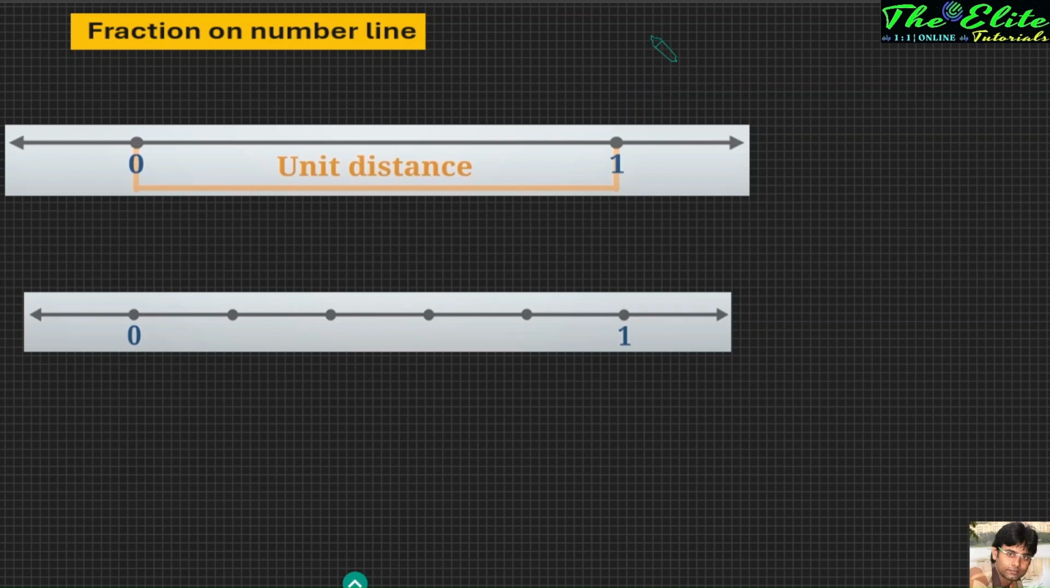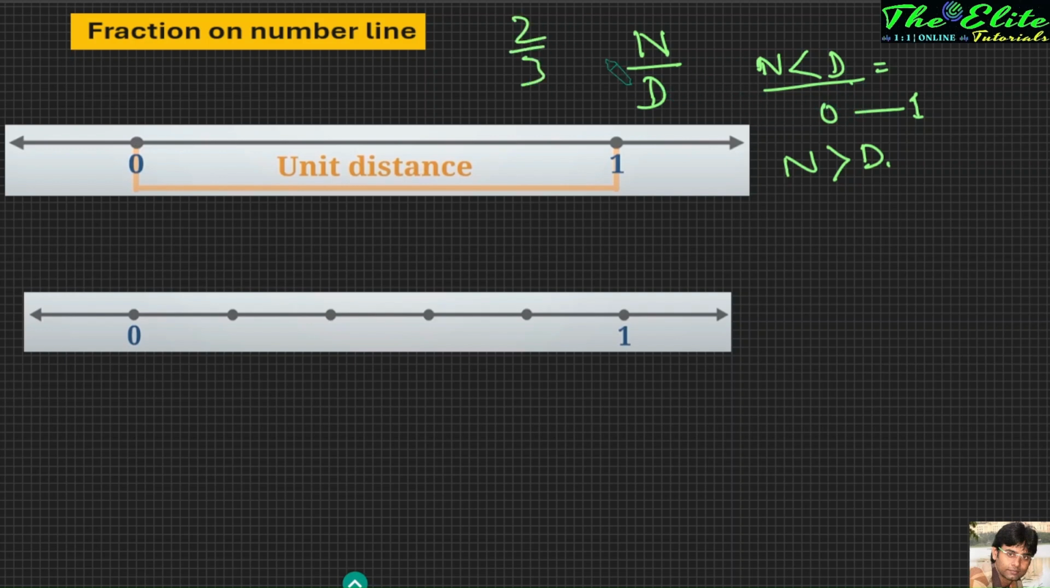We must know one more thing: a fraction which is written in the form of numerator over denominator, if the numerator is less than the denominator, the fraction will always be represented between 0 and 1. But if the numerator is greater than the denominator, we will see what whole number is coming and what fraction part is coming. So it will depend where it is going to fall. But if the numerator is less than the denominator, for example 2 by 3, 1 by 5, 2 by 4, we can see that this fraction will be represented on the number line between 0 to 1. Clear?